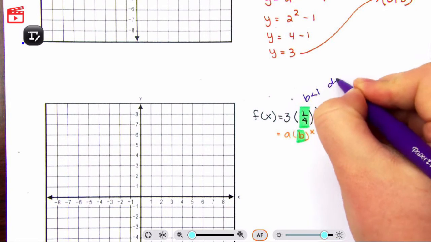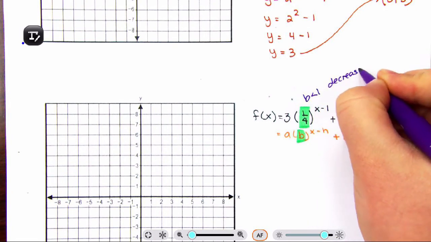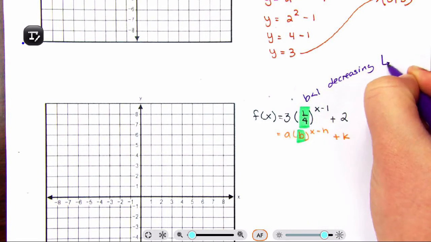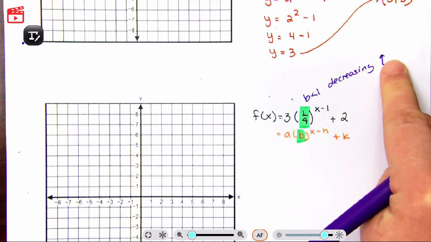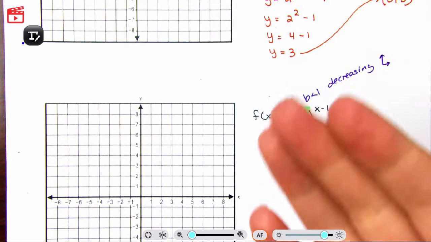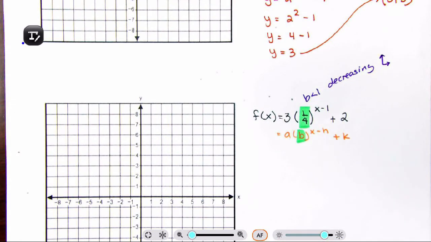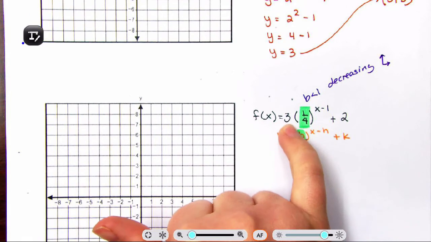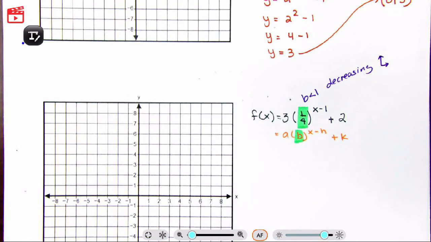So that means it's going to be decreasing, and that's going to be here. Now, this could look different if we have any sort of transformation or a reflection across the x-axis. If this a is negative, then we have a reflection across the x-axis, and we need to flip that.